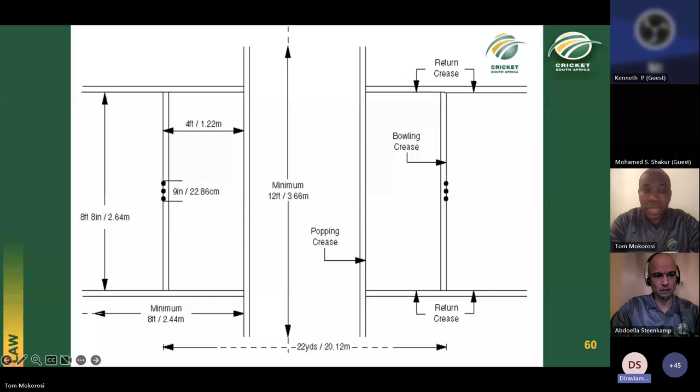I think probably this is the back edge of the stump. I heard that it is the back edge of the stumps. It's not the back edge of the stumps, Sental. You can see that the stumps are cut in half by the back edge of the bowling crease. So it is actually the middle of the stump to the middle of the stump that should be 20.12 meters or 22 yards. I hope that answers your second question.